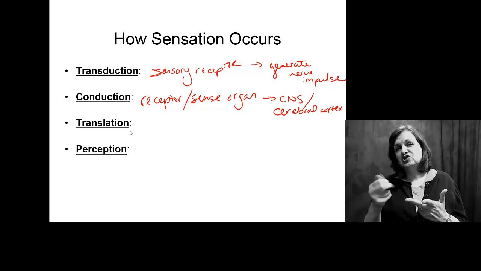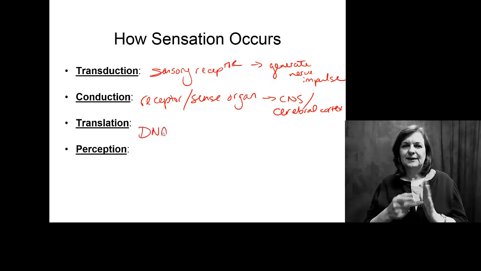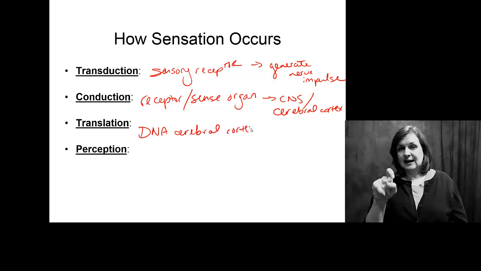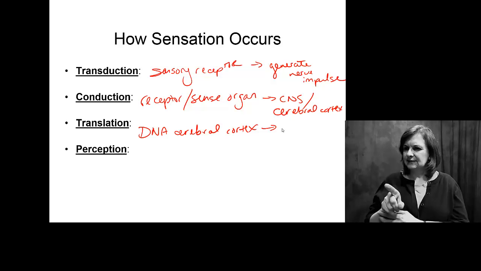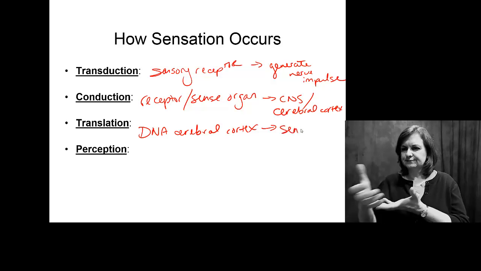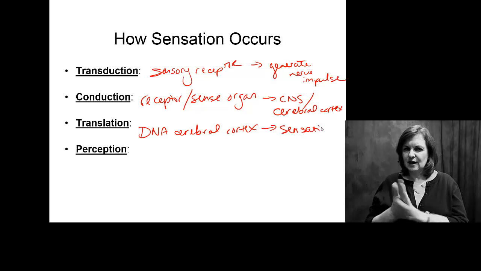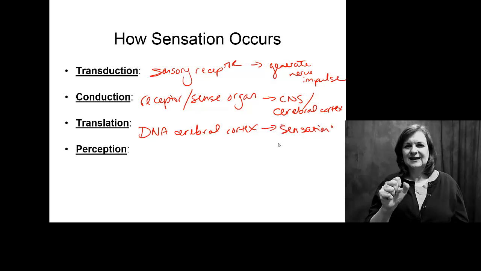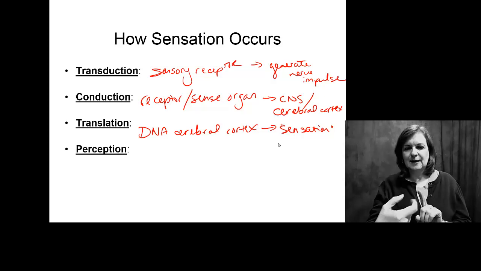Translation is the DNA in your cerebral cortex is going to say, I know what that is. And that gets transferred into a sensation. Remember, sensation can be any stimuli your brain hasn't interpreted yet.